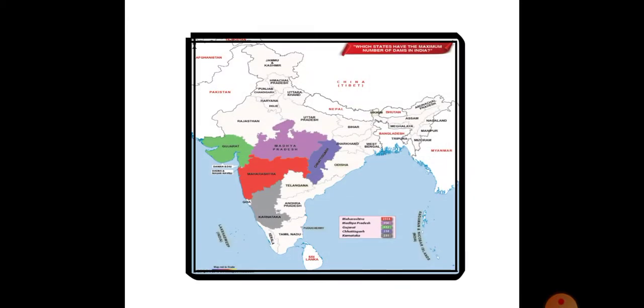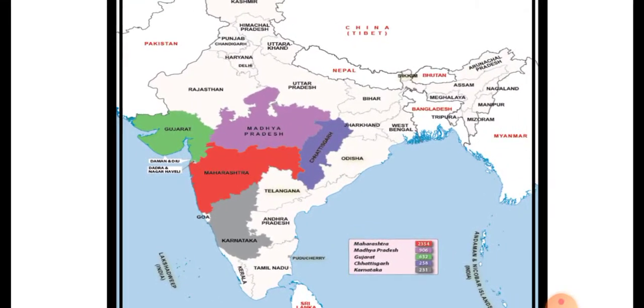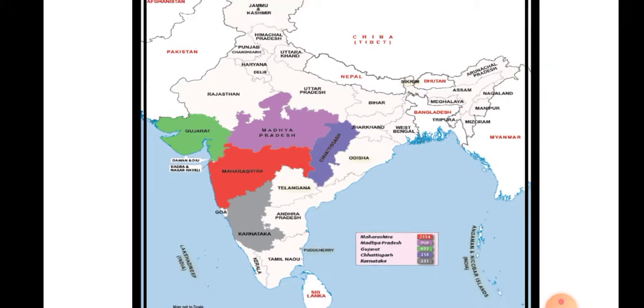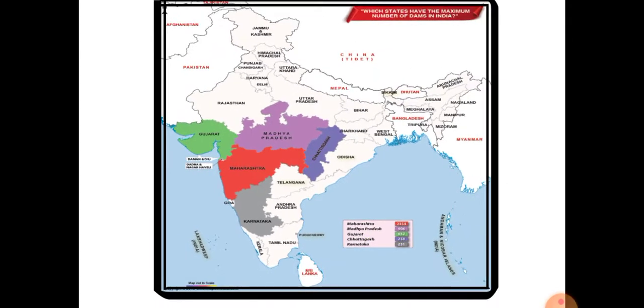Maximum number of dams. This is the map showing the states which have the maximum number of dams. So Maharashtra is in the highest place. They have 2,354 dams. And then you have Madhya Pradesh in second position, Gujarat in third, Chhattisgarh, and Karnataka, which has 231. So having dams is also very much important.